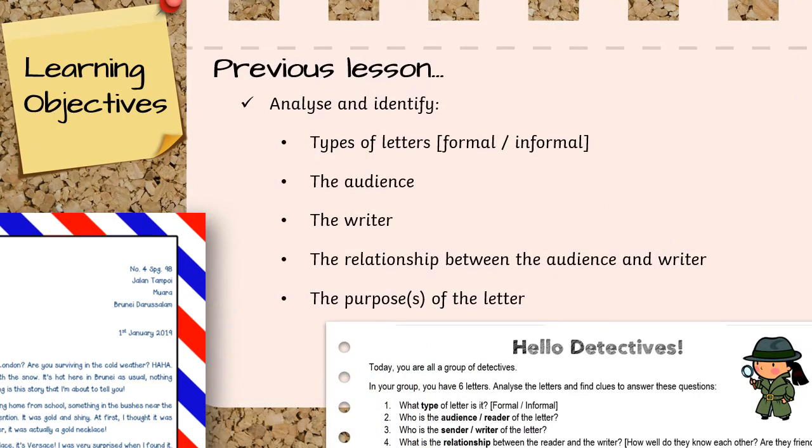In our previous lesson in class, we have analyzed 6 different letters and we have identified whether the letter is formal or informal by checking the format, the opening, and so on. We've also analyzed who the audience of the letter are and who the writer is. We've analyzed the relationship between the audience and the writer. We checked whether they are friends, whether they are family.